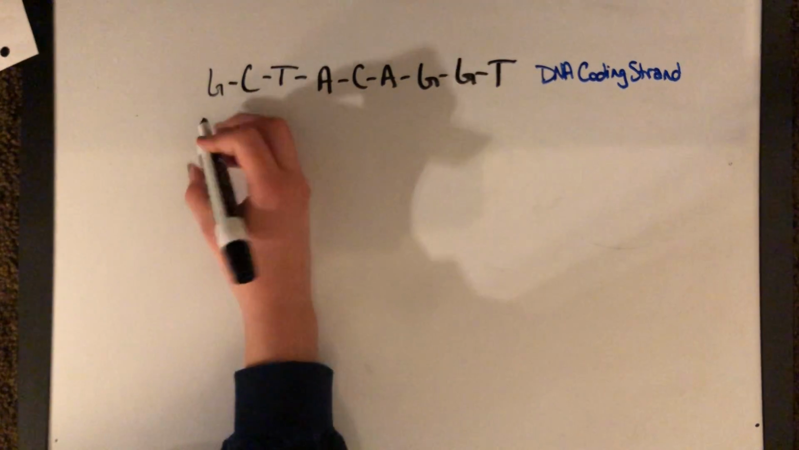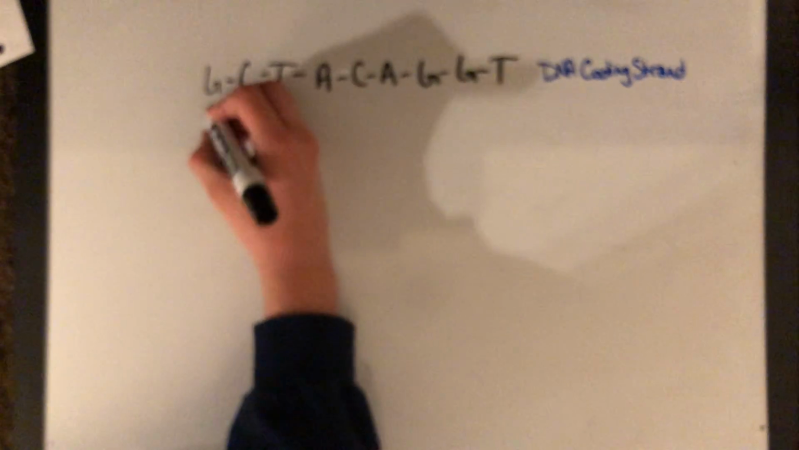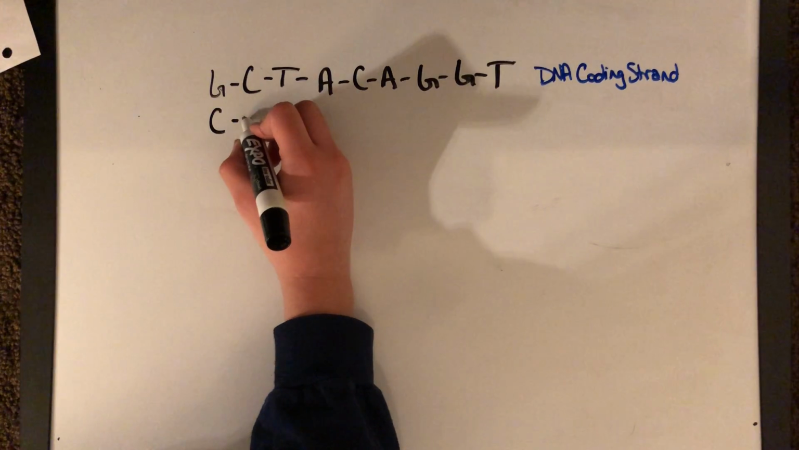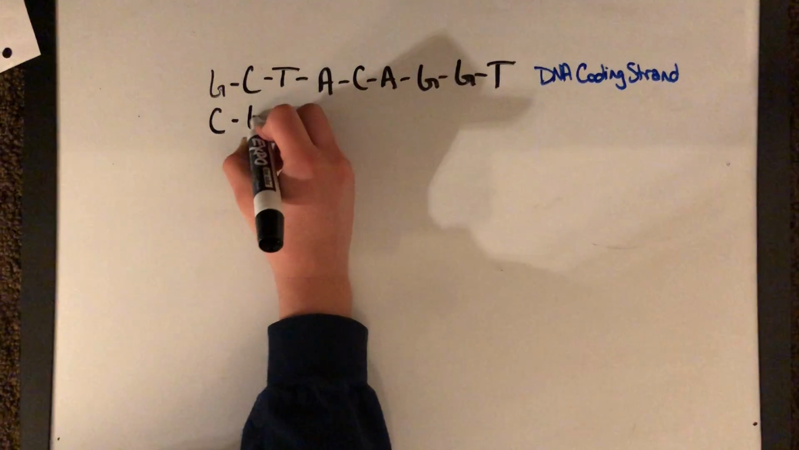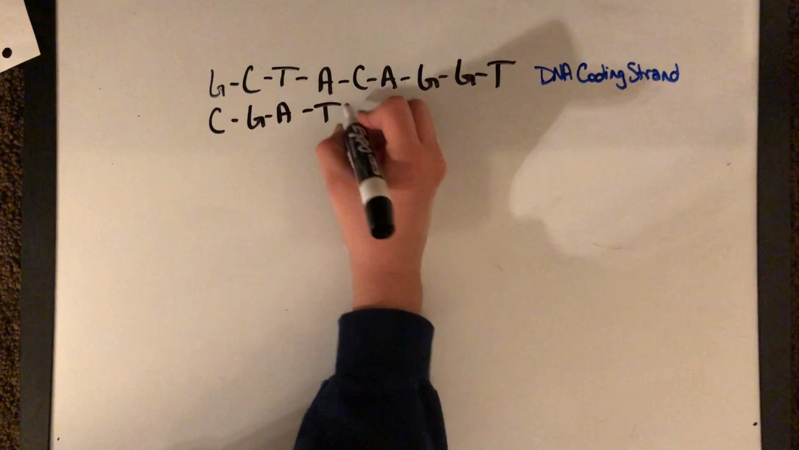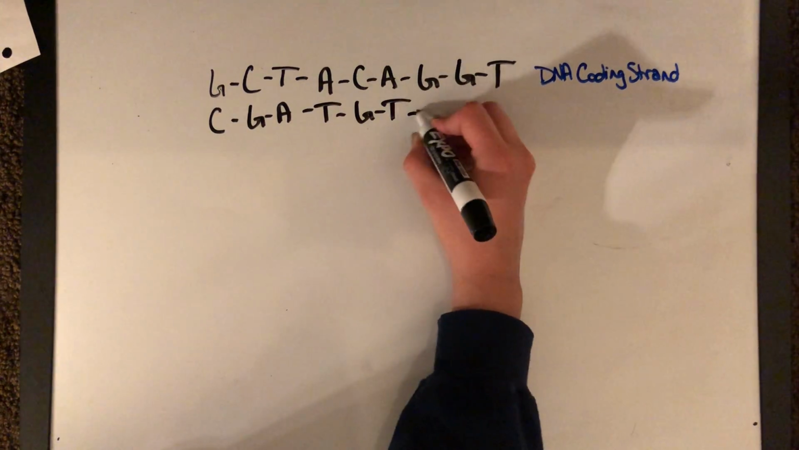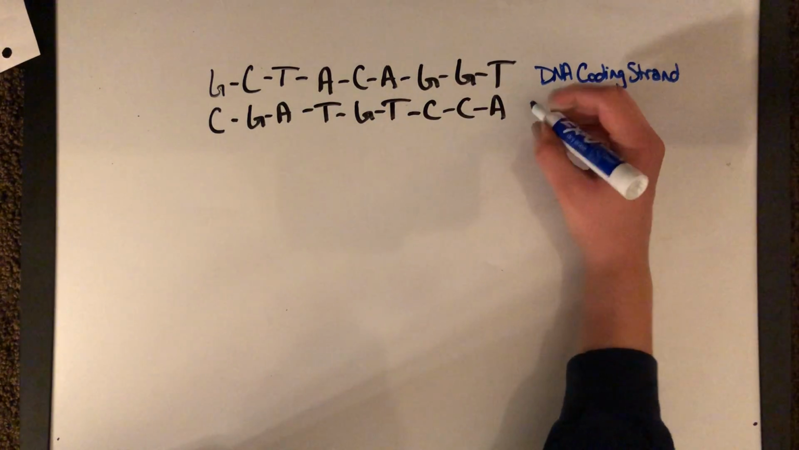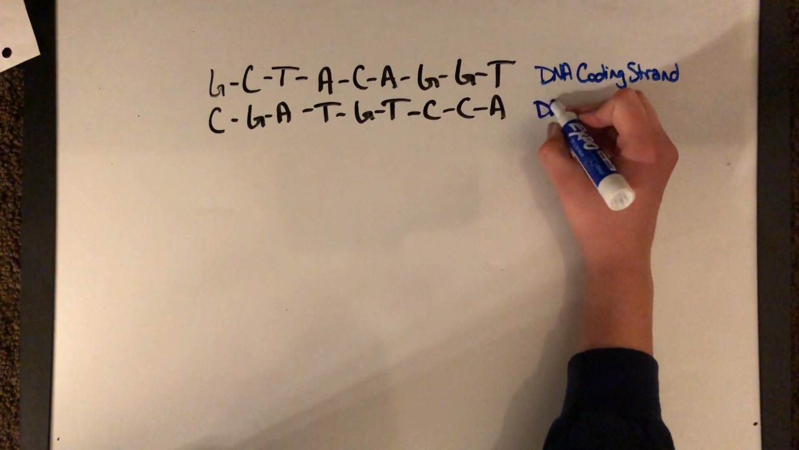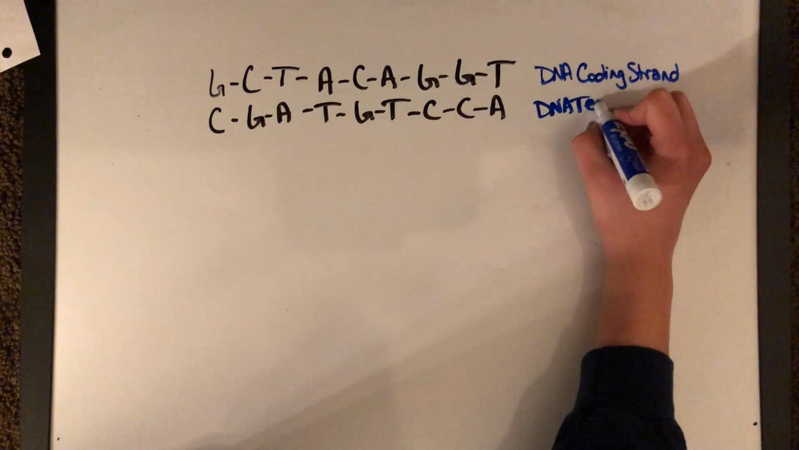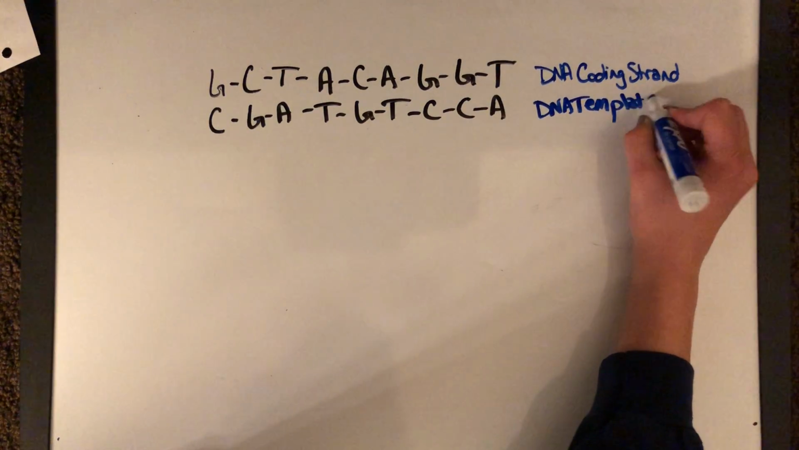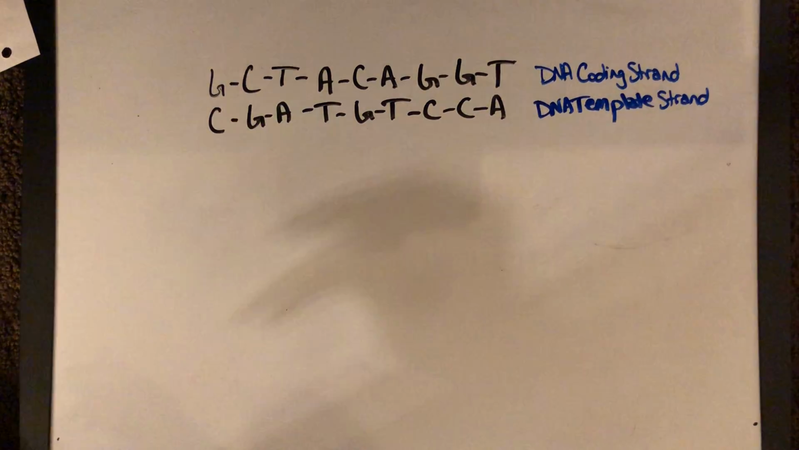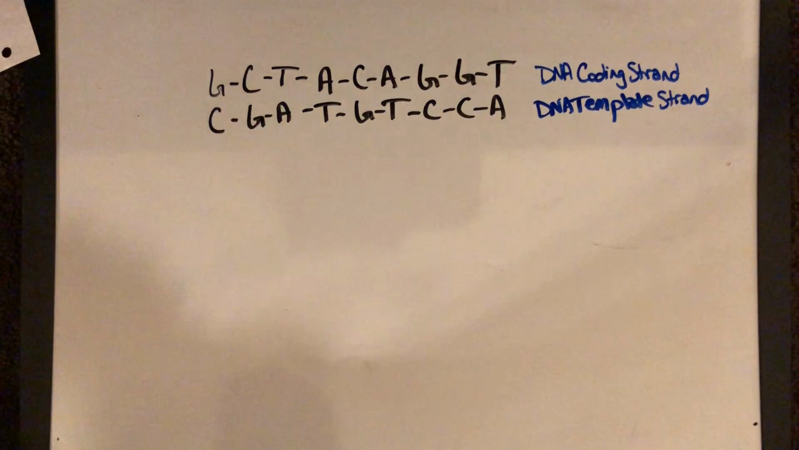And then if we make another strand of DNA from that, we would have to use the matching nucleotides, right? The matching bases. So it would be C, G, A, T, G, T, C, C, A. So this is our DNA template strand. Okay, so that's our DNA.